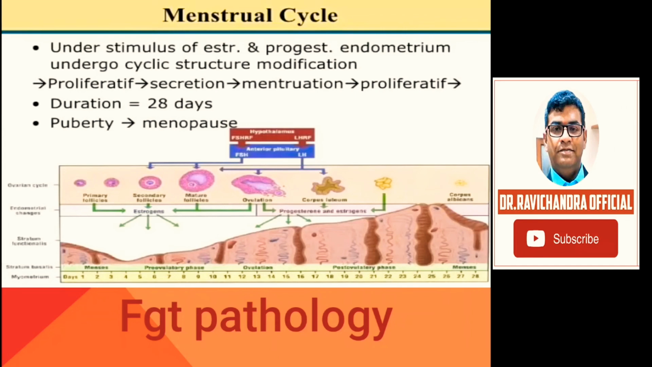Under the stimulus of estrogen and progesterone, the endometrium undergoes cyclical structural modification, and there will be proliferative phase, secretory phase, and then menstruation phase. This cycle goes on repeating again: proliferation, secretion, and menstruation. The duration of a menstrual cycle is normally 28 days.